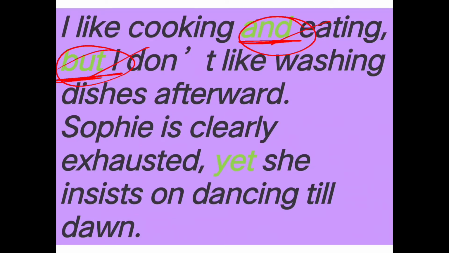The second sentence is, Sophie is clearly exhausted, yet she insists on dancing till dawn. So here the word "yet", which is written in green ink, is working as a connector or conjunction. Clear? So the words which are used to connect sentences, words, phrases and clauses are known as conjunctions. This much we have studied.